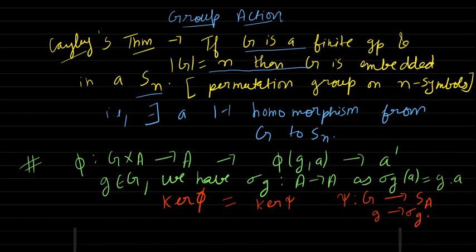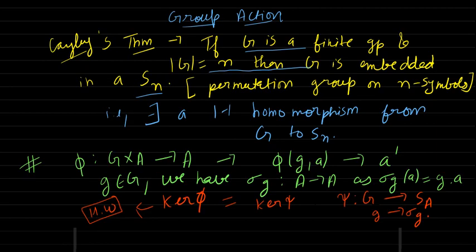This is your homework. It is a very trivial exercise. Your homework is to show that the kernel of the group action and the kernel of the corresponding group homomorphism from G to S_A are actually the same. They are the same set-wise also. So using this result, we will try to prove Cayley's theorem.